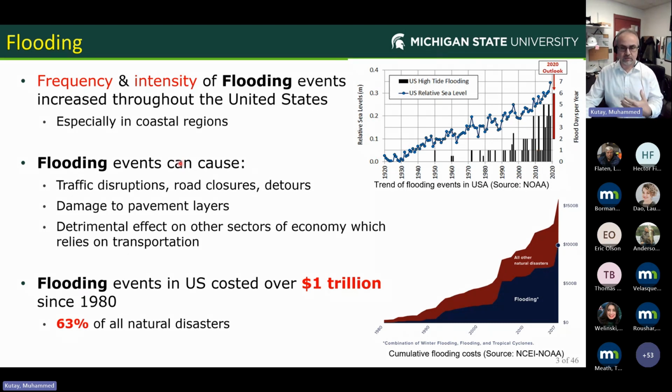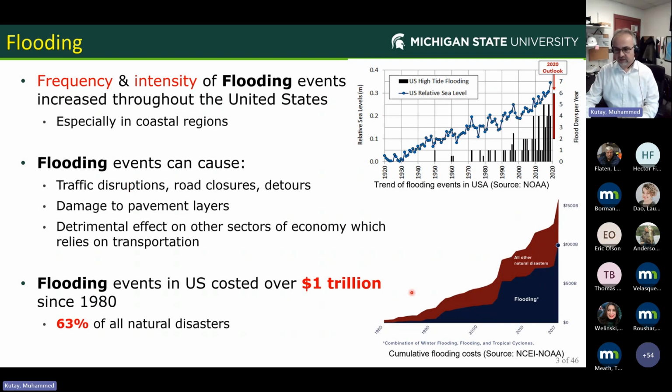Flooding can cause many different problems. One of them is traffic disruptions, obviously, road closures, detours, and they all have certain effects on pavement performance. The flooding itself can cause damage to pavement layers, and it can also have an effect on the economy because of the disruptions in transportation.